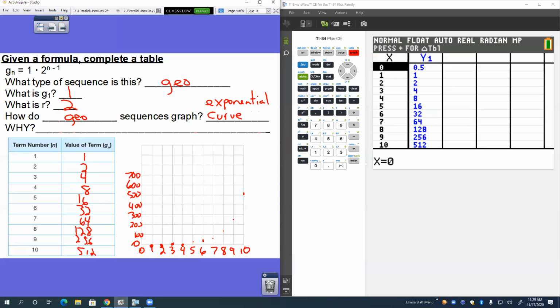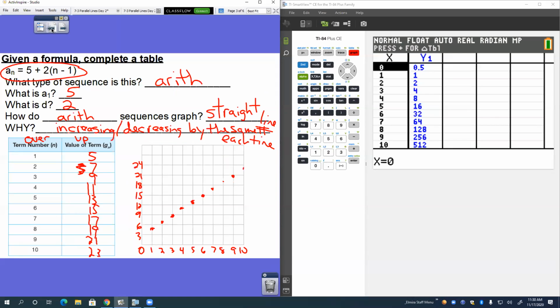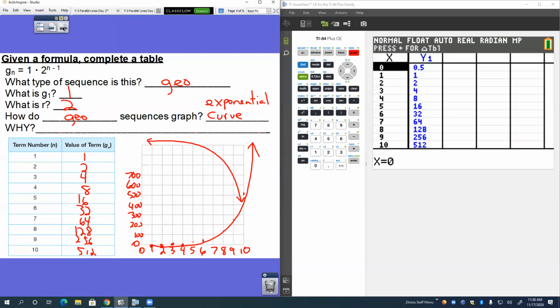These could go down, down, down, down, down. They could form a pattern like this going down also. It would be dotted though. I just did that so that you could see it a little bit better. So they're either going to go up like this or they're going to go down like this. When we take a look at arithmetic ones, they're either going to be a straight line going up like this or a straight line going down. Again, they're going to be dotted because they're going to be discrete.